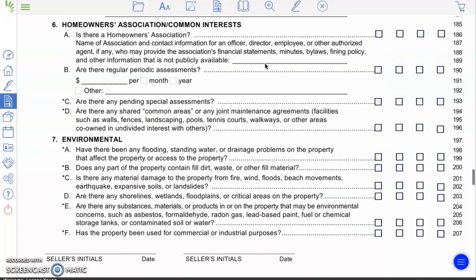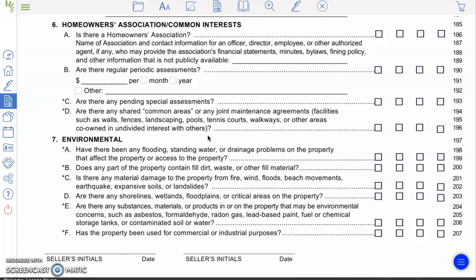Is there a homeowners association? What are the regular periodic assessments? So if you don't have an association, you can just say no and just not applicable. Any pending special assessments, any shared common areas, or joint maintenance agreements? So a joint maintenance agreement would be something that you're paying for, like it says, common areas.